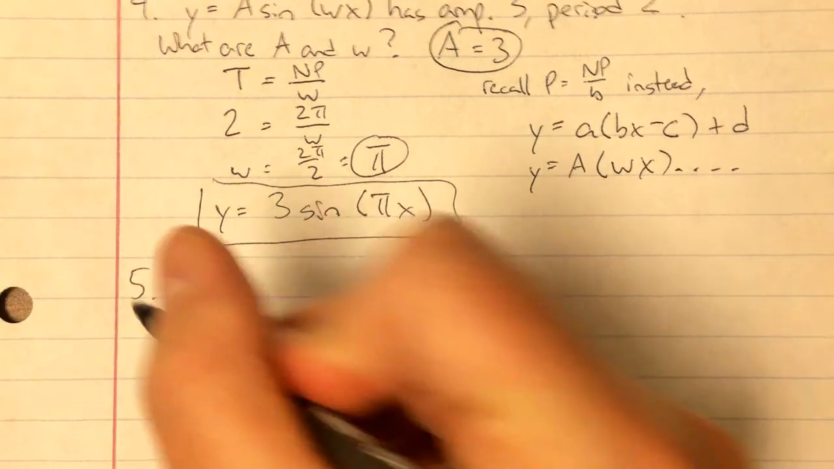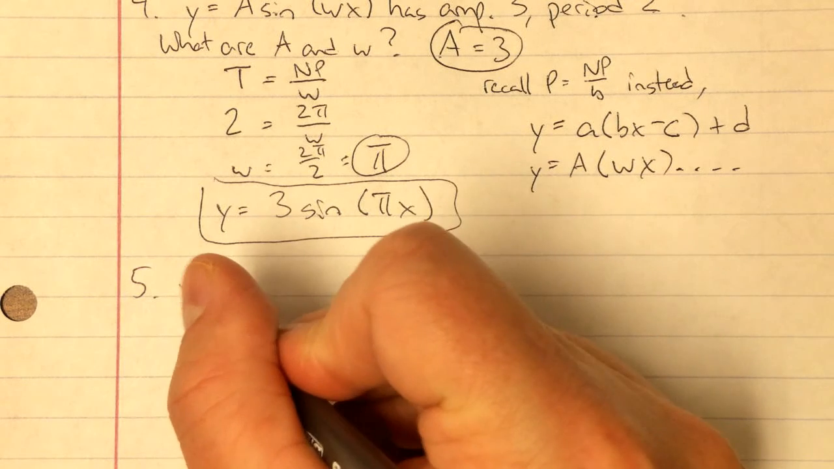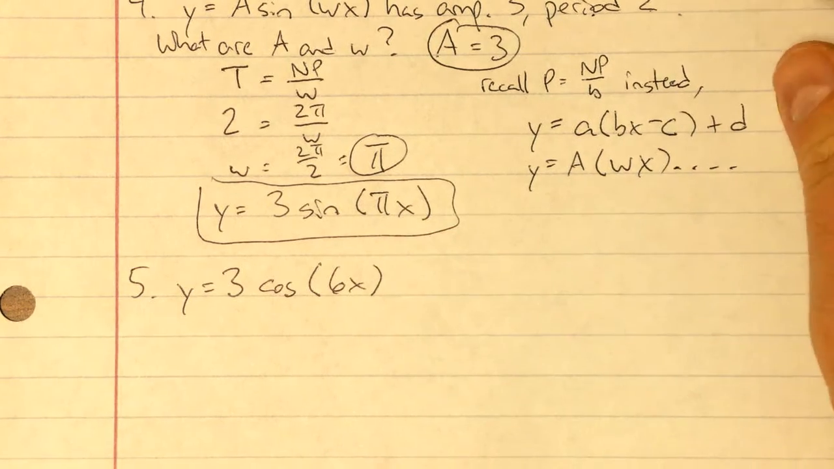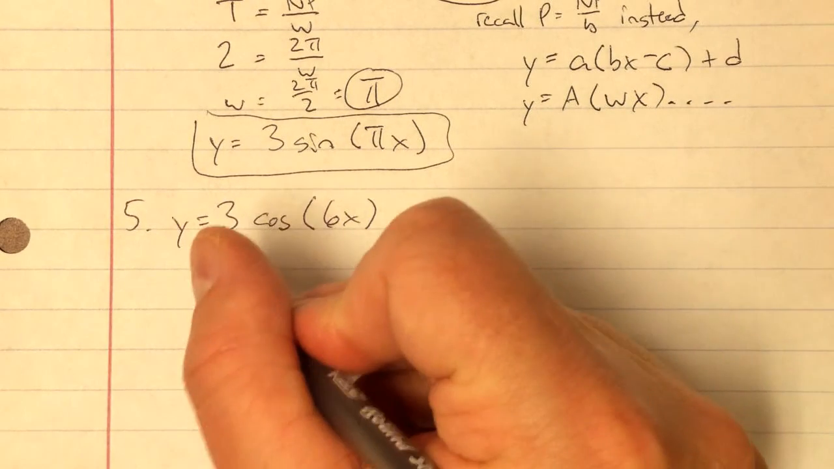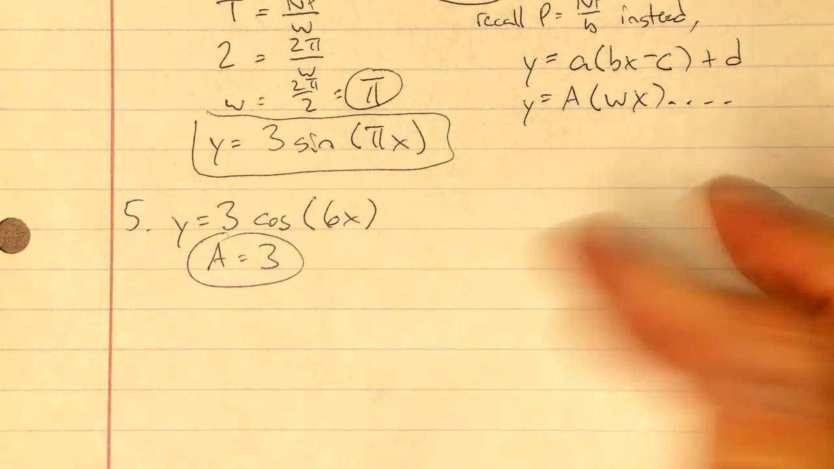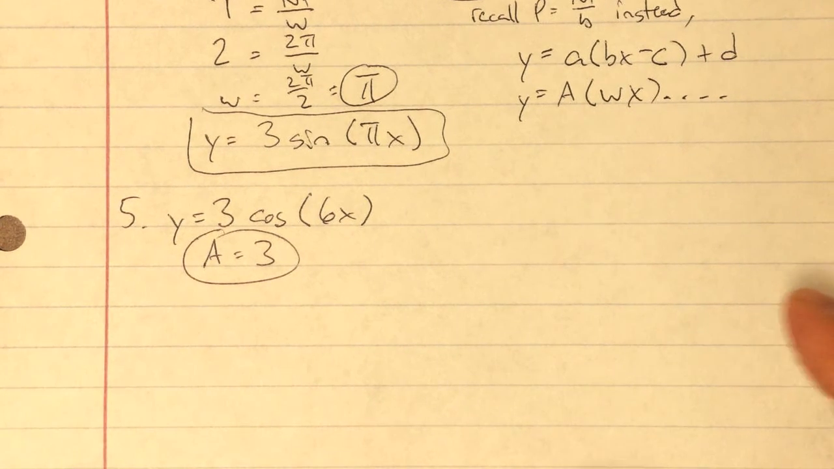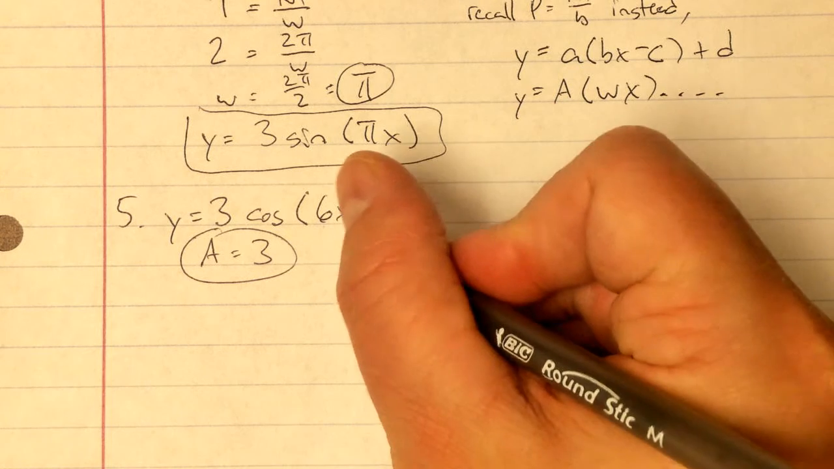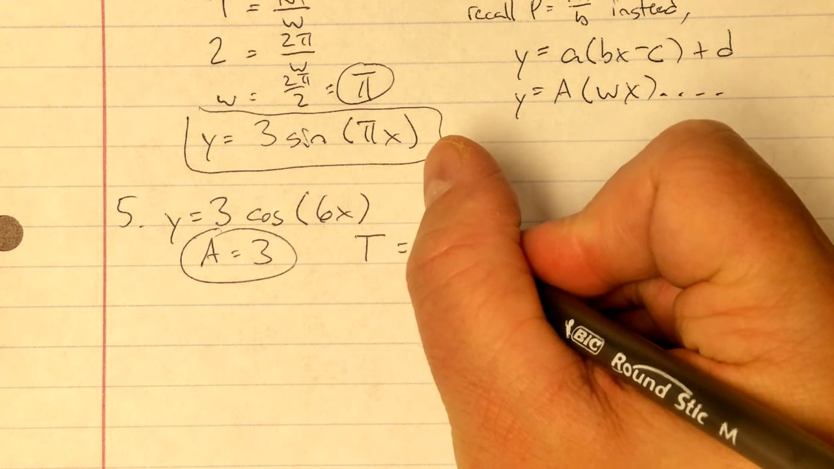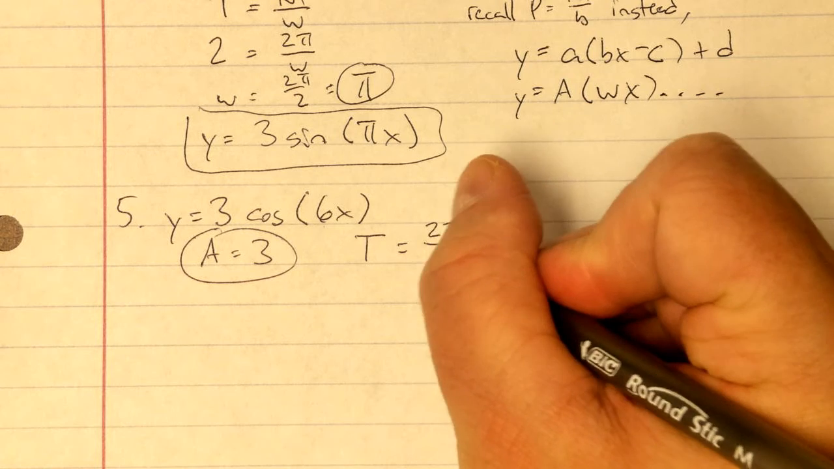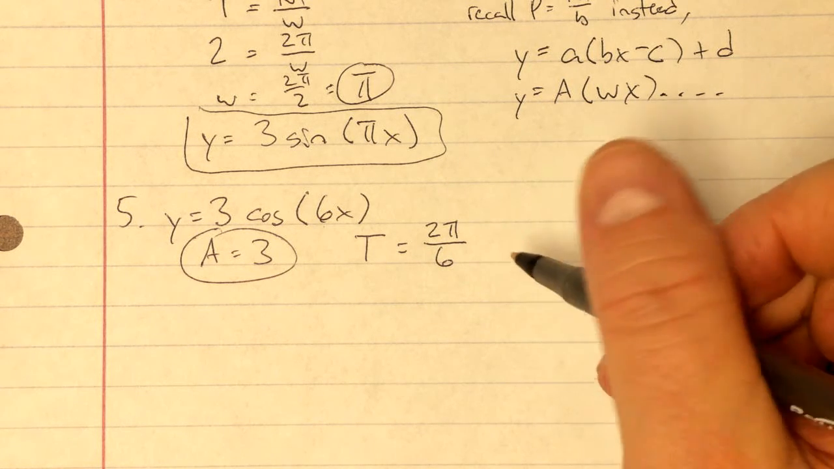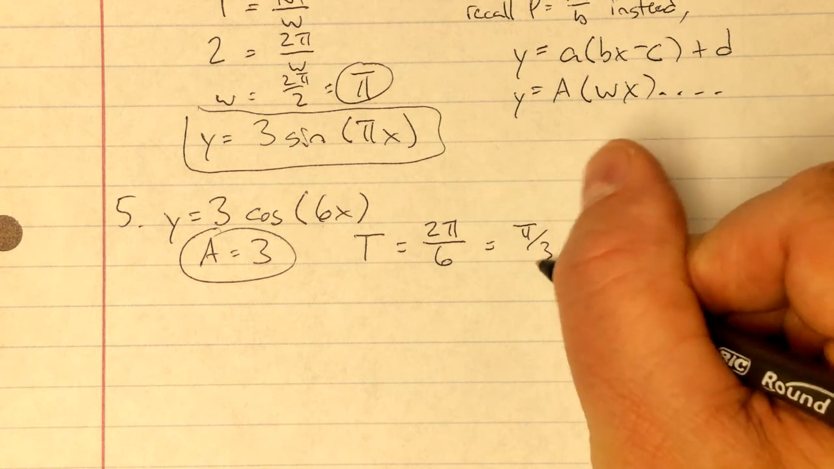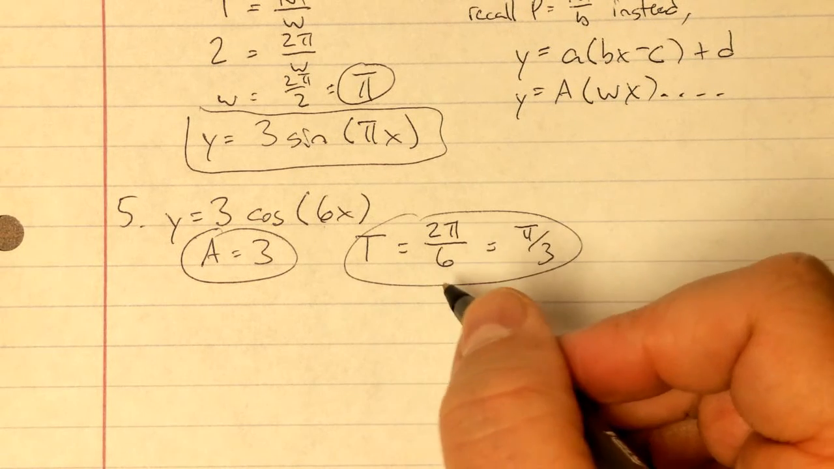Okay, so then our last one is number 5 for today. 3 cosine 6x. And so our amplitude is 3 because it's the number in front. If you're not paying attention, you may just say your period's 6, but it's not. You got to say the period is the normal period, which is 2 pi divided by 6. And then if they're even, you got to reduce that so you get pi thirds. So your period's pi thirds.